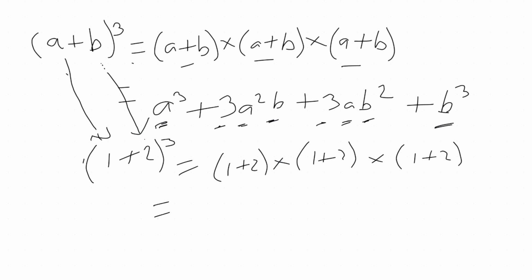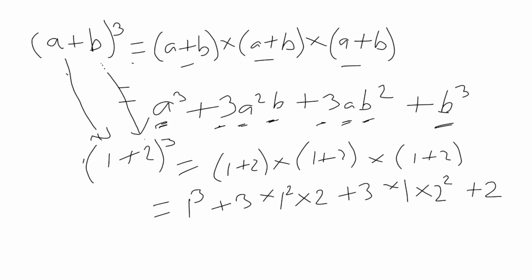So we take the cube of the first term, which is 1 cube, plus 3. 3 into what was there? Square of the first term. 1 square. And then we multiply it with the second term. 2. Okay, plus again, what is there? 3. We multiply it with the first term, 1. And then we multiply it with the square of the second term. 2 square. And the last, what comes? Cube of the second term. So 2 cube.